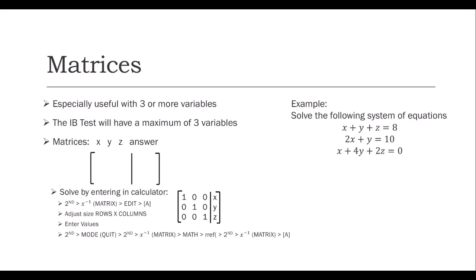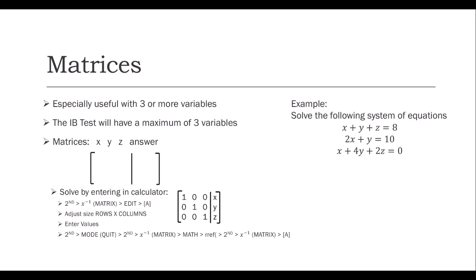So when you set up a matrix, you'll put your X values in your first column, your Y values in your second, your Z in your third column, and then your answer is the last column. And then you'll solve it by entering it into the calculator, following the steps below. So you'll click second, x inverse, which is matrix, edit A, and then you'll adjust the size. So the first thing is your rows, the second is your columns.